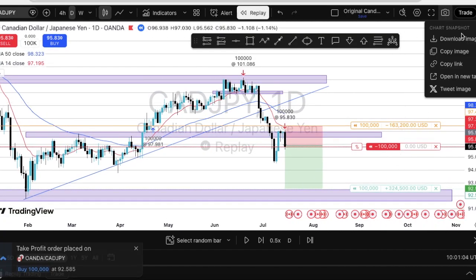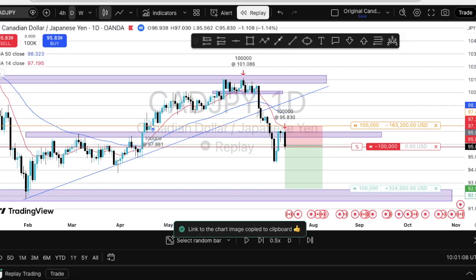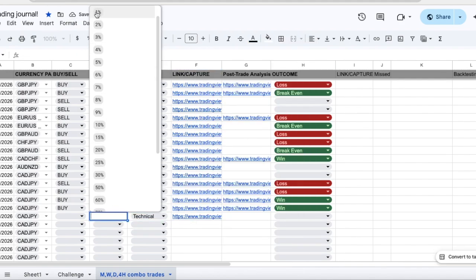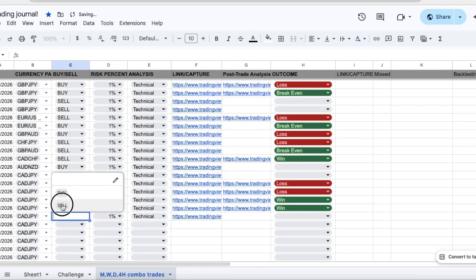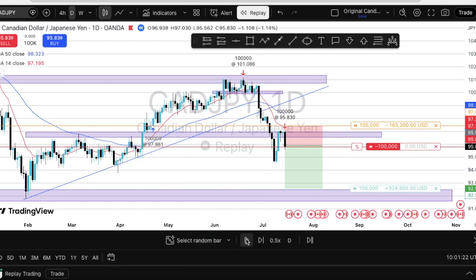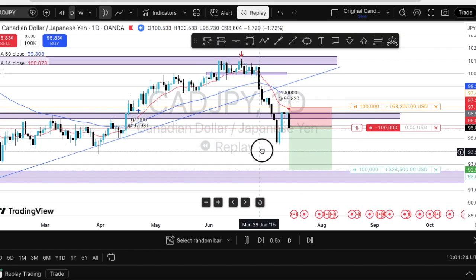I've seen this setup so many times. Paste, going to be another technical, going to be 1%. It's going to be a sell this time. See how the market plays out.